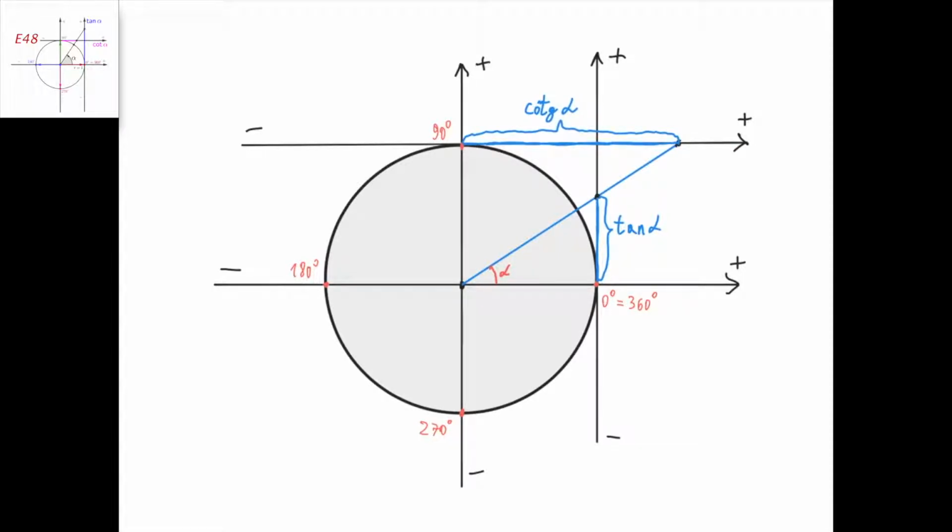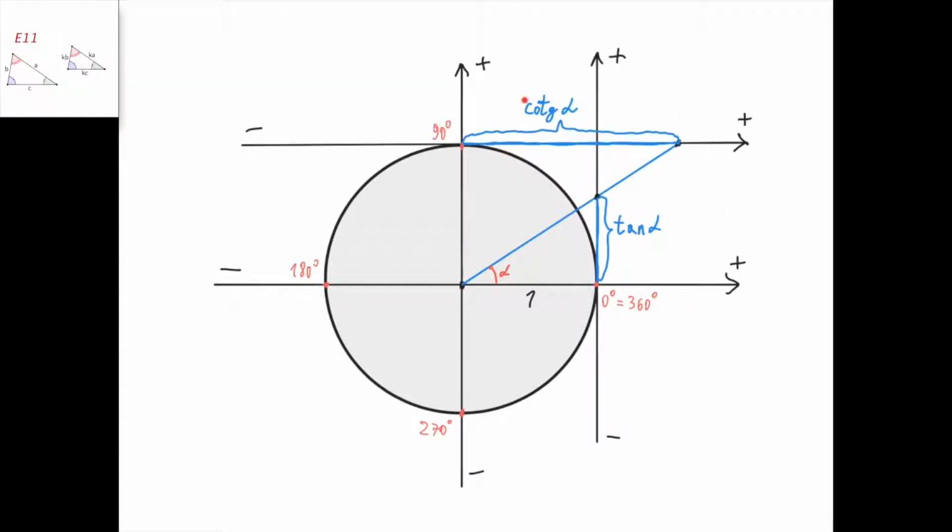Then the tangent of the angle alpha is this length here, and the cotangent of the angle alpha is this length here. If lengths are on this side of the axis and on this side of the axis, they're counted as positive, and if they're on this side of the axis or on this side of the axis, they're counted as negative. And so this particular angle alpha has a positive length for the tangent and a positive length for the cotangent. This is the unit circle, so its radius is 1.